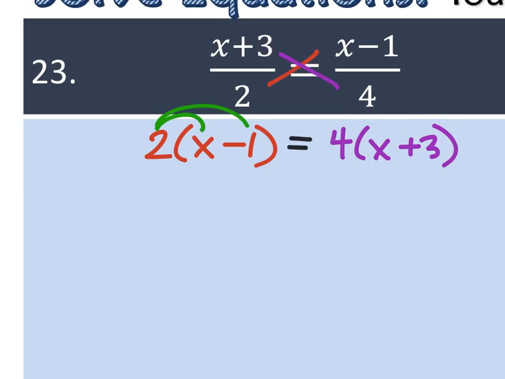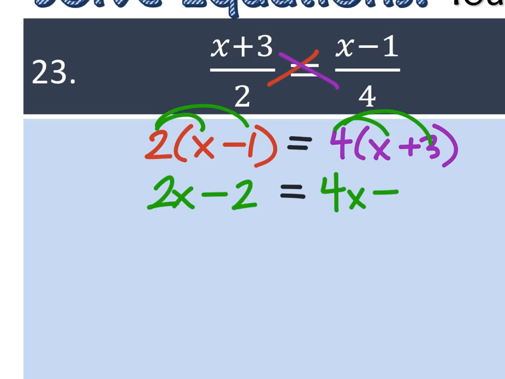We'll distribute the 2 and the 4 separately. So that'd be two groups of x, and two groups of negative 1 is negative 2. This will equal four groups of x and four groups of 3, which is positive 12. Now again, I'm going to put my x's on the left and the numbers on the right, no problem. 2x is good, but that negative 2 is on the wrong side. I cross-multiplied in the beginning so that we could get rid of the fractions. That way it looks a little bit more familiar.